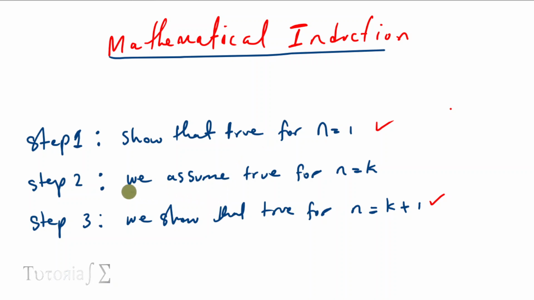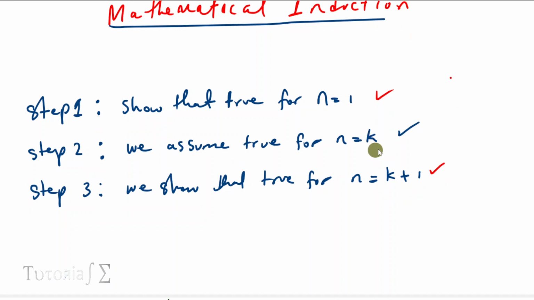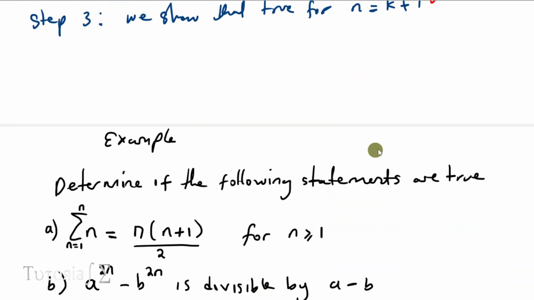So step 2 is the assumption step. This is where we assume that the statement is true, because we are just replacing the same value of n with k. So we are not changing anything. So step 2, we just replace the value of n with k. So this is where we assume that the statement is true, because we are not changing the question. All right, so let's look at some examples here.